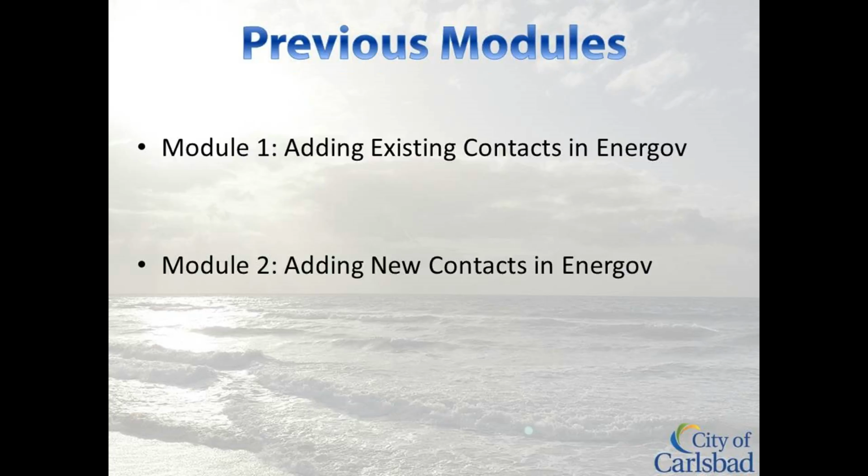In Module 1, we covered the process of searching for and adding existing contacts. Then, in Module 2, we covered adding new contacts to the system. Now, let's begin discussing how to add a subcontact.